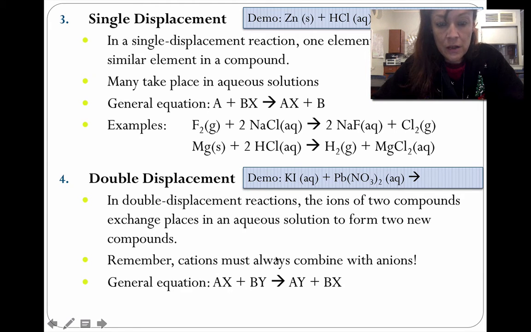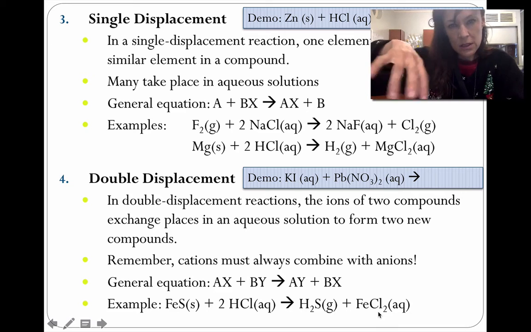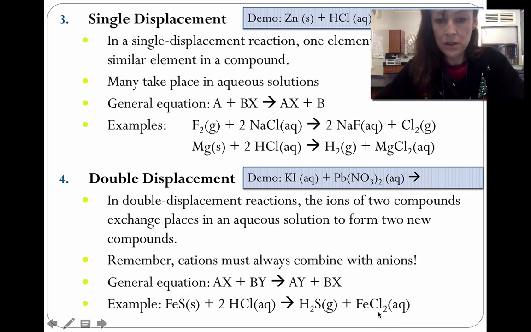General equation, AX plus BY yields AY plus BX. So they switch. For example, iron sulfide reacts with hydrochloric acid, releasing hydrosulfuric acid gas, and resulting in iron chloride. That's an aqueous solution. It's still dissolved in the solution, in the water.